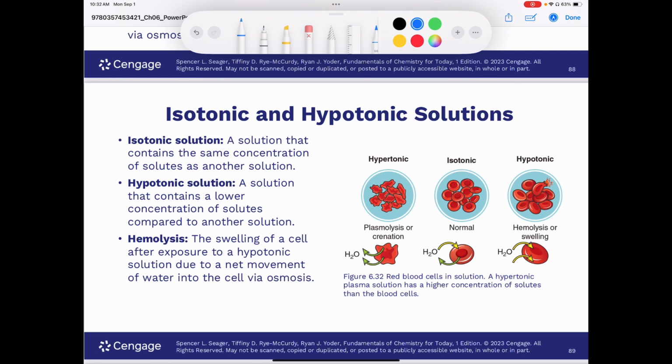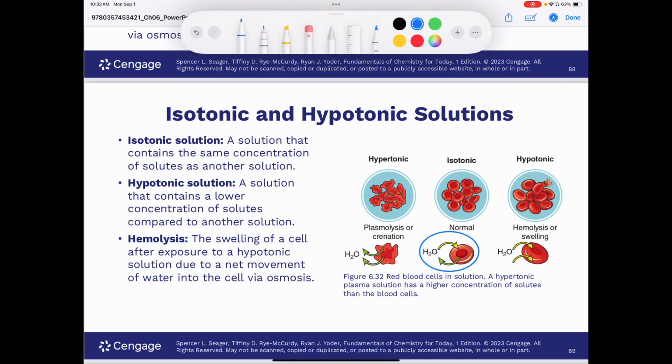An isotonic blood plasma solution has the same concentration of solutes as the interior of the blood cell. In this case, the osmotic pressure on either side of the cell membrane is equal. As a result, water molecules diffuse into and out of the blood cell at the same rate. There is no net flow of water in either direction. And so the red blood cell is just going to maintain its normal shape.